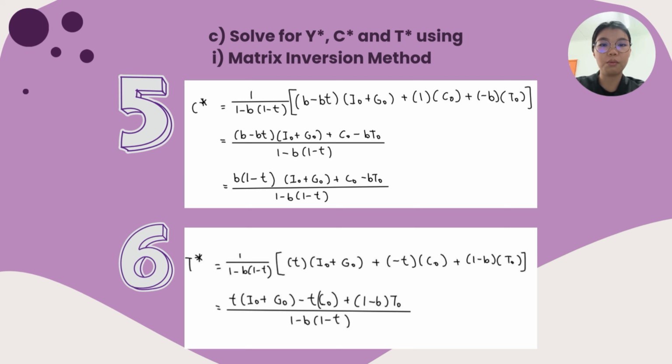And lastly, for T, we will take the last row of the inversion of A and the last row of the vector of constants, and we get T equals t times Io plus Go minus t times Co plus 1 minus b times To over 1 minus b times 1 minus t.